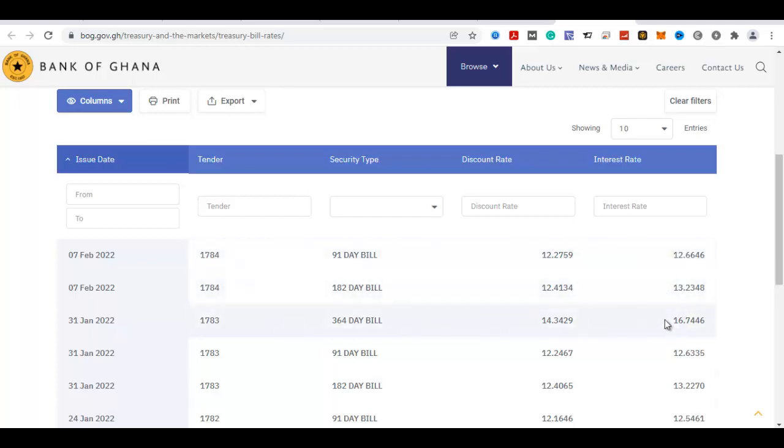Okay, so for you to just familiarize yourself and know how much you could possibly be earning if you decide to invest in treasury bills, and then you can be rolling it over. So these are annual rates. So this is per annum.